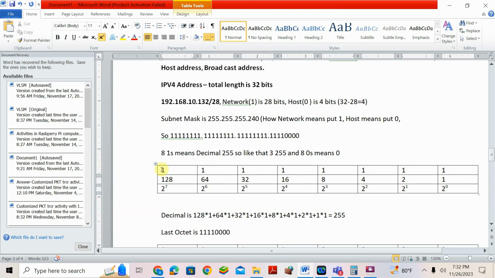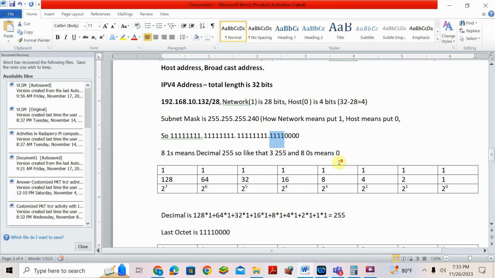Now how do we convert 8 ones into 255? Multiply this decimal number with each bit position. 128 into 1 is 128, 64 into 1 is 64, plus 32 into 1 is 32, plus 16 into 1, plus 8 into 1, plus 4 into 1, plus 2 into 1, plus 1 into 1. When you add all these, you will get 255. Like that, 8 ones is 255. One time 255, second time also 8 ones is 255, third time also 8 ones is 255, and the last is 4 ones followed by 4 zeros.